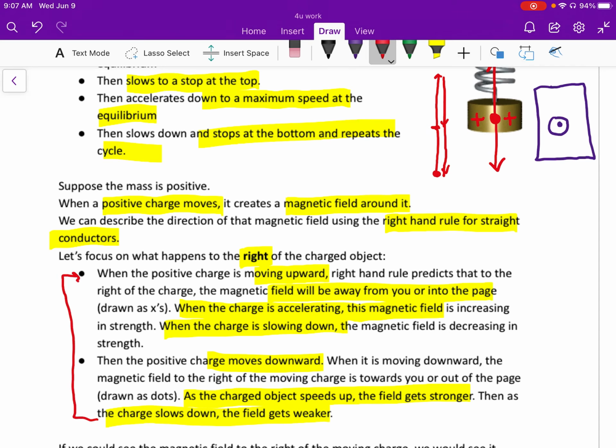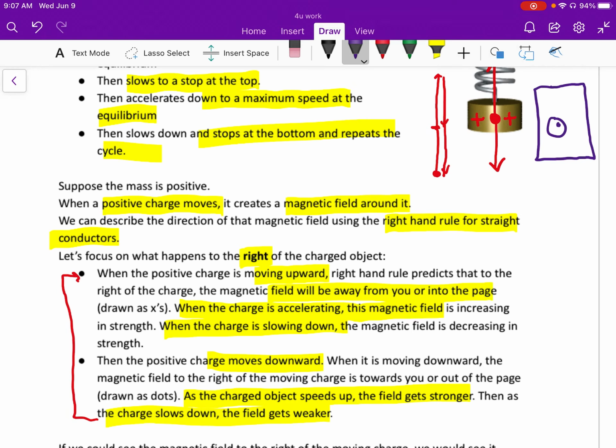Then it starts going up again. So as it goes up, our dot gets replaced with an X. The X starts off small, gets bigger, then weakens again and disappears at the very top. Then when the mass comes down, the X gets replaced with a dot. On the way down, it's a dot that gets bigger for the first part. As the mass slows down, it gets smaller. So it disappears again, then it switches back to an X.